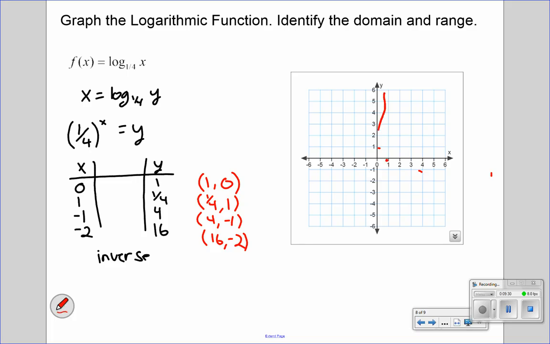So we know, pardon my smartboard graph, we know that that line's going to get closer and closer to the y-axis without ever touching it, and it's going to go on forever in the other direction. So we know that our domain is all x greater than 0, and we know that our range is all real numbers.